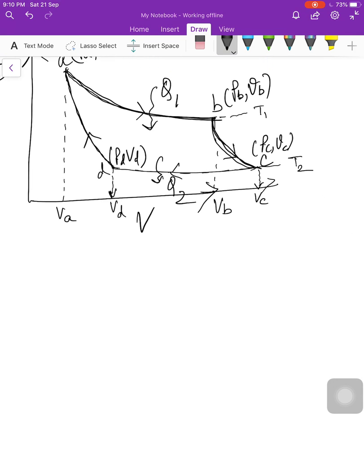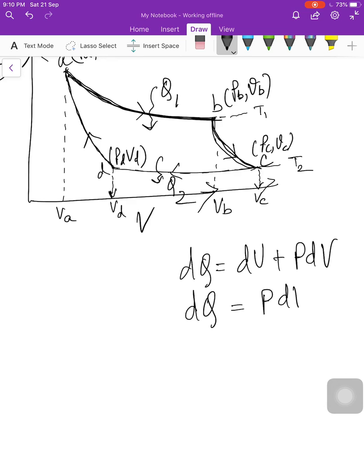Now according to the first law of thermodynamics, we know dQ is dU plus PdV. But as you can see here, AB is an isothermal curve, and for an ideal gas in an isothermal process, the change in internal energy is zero. So I'm left with only dQ equals PdV. So Q will be simply the integration of PdV. Now using this, I can calculate the expression for Q1.